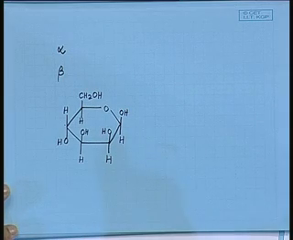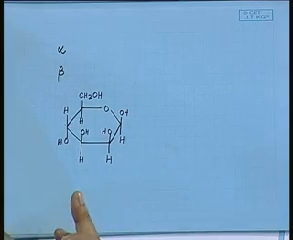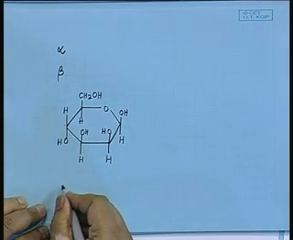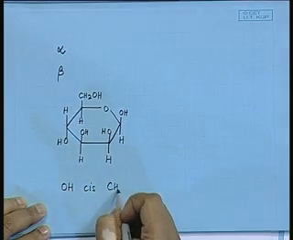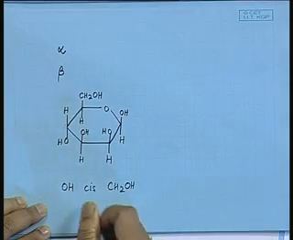Okay. Now, what is happening here? Why is it the beta form? Because the OH is cis to the CH2OH. So, it is beta.